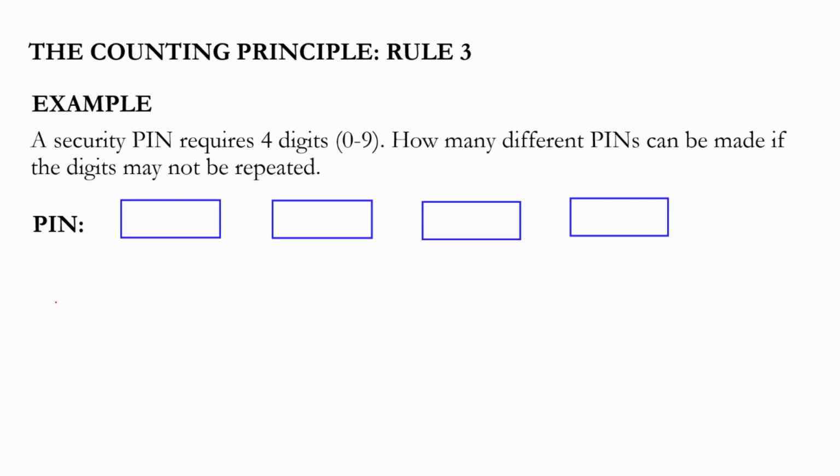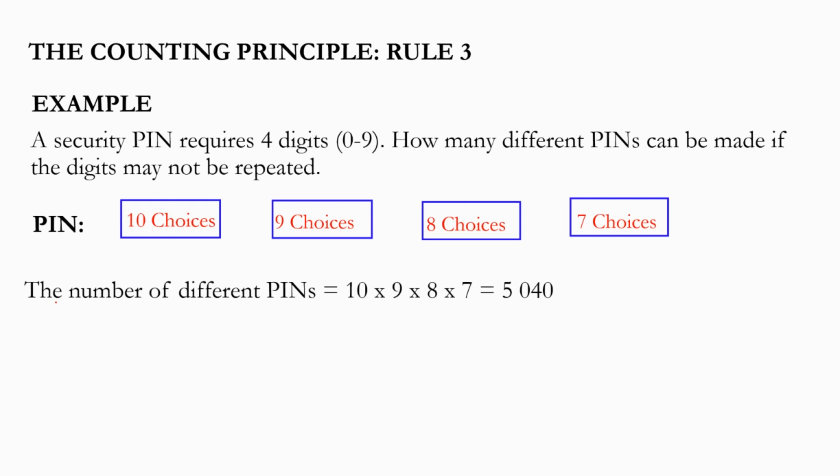For the first digit, how many choices do we have? We have 10 choices. Then for the second digit, how many choices? 9. The third digit, how many choices? We have 8 choices. And then the last one, we have 7 choices. Do you see that? And then how many different pins can we have here? We can have 10 times 9 times 8 times 7, which is 5040.